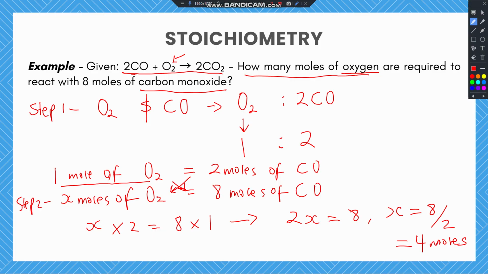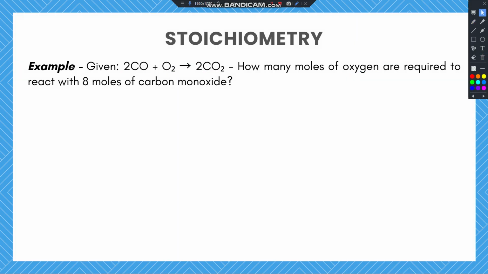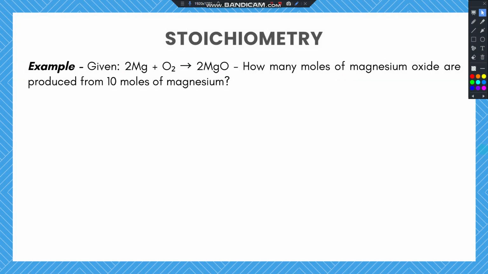So the answer to that question is 4 moles of oxygen are required to react with 8 moles of carbon monoxide. I'm sure you catch my drift and you're getting the hang of this question. One more example.